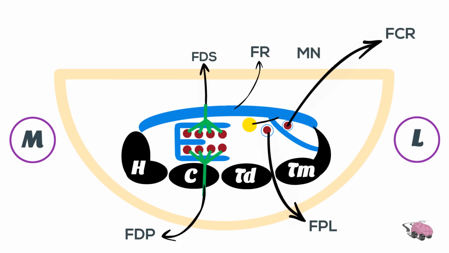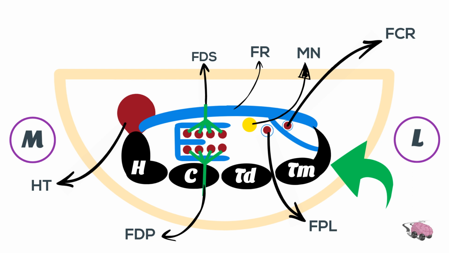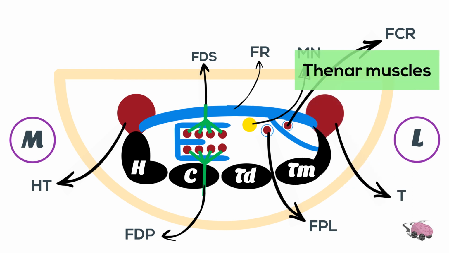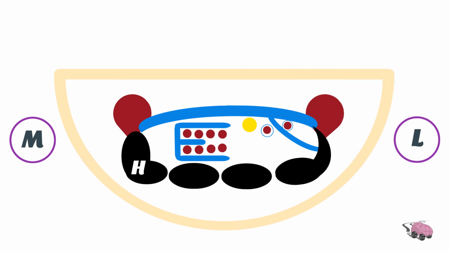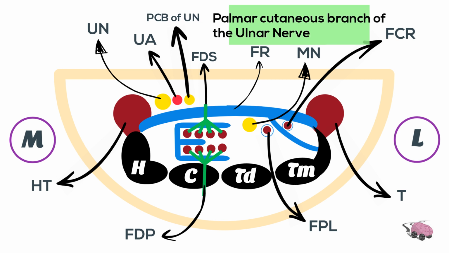Just for completeness, from the hamate bone, we have a collection of muscles called the hypothenar muscles. And just above the trapezium, we have a similar structure called the thenar muscles. Next, we have the ulnar nerve. Just lateral to it, we have the ulnar artery. And next to this, we can add the palmar cutaneous branch of the ulnar nerve.